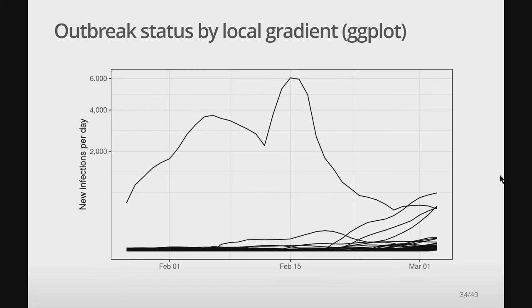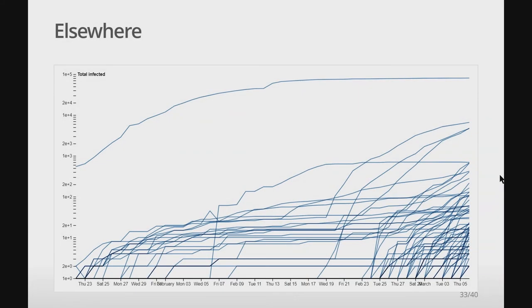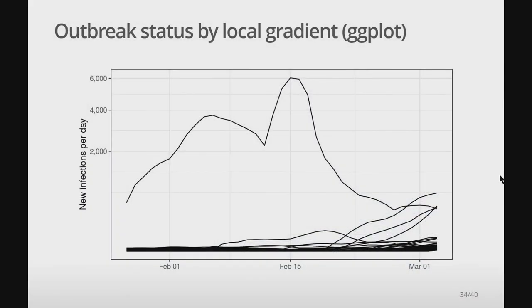Okay, cool. All right. So in terms of, I thought I'd do this with ggplot. I love ggplot. I use it all the time. So this is on a log scale and we're looking at new infections per day. Now what we've done is we've taken the first derivative of these curves to understand the rate of change of these graphs over time. You're going to see how this ties back in a moment.